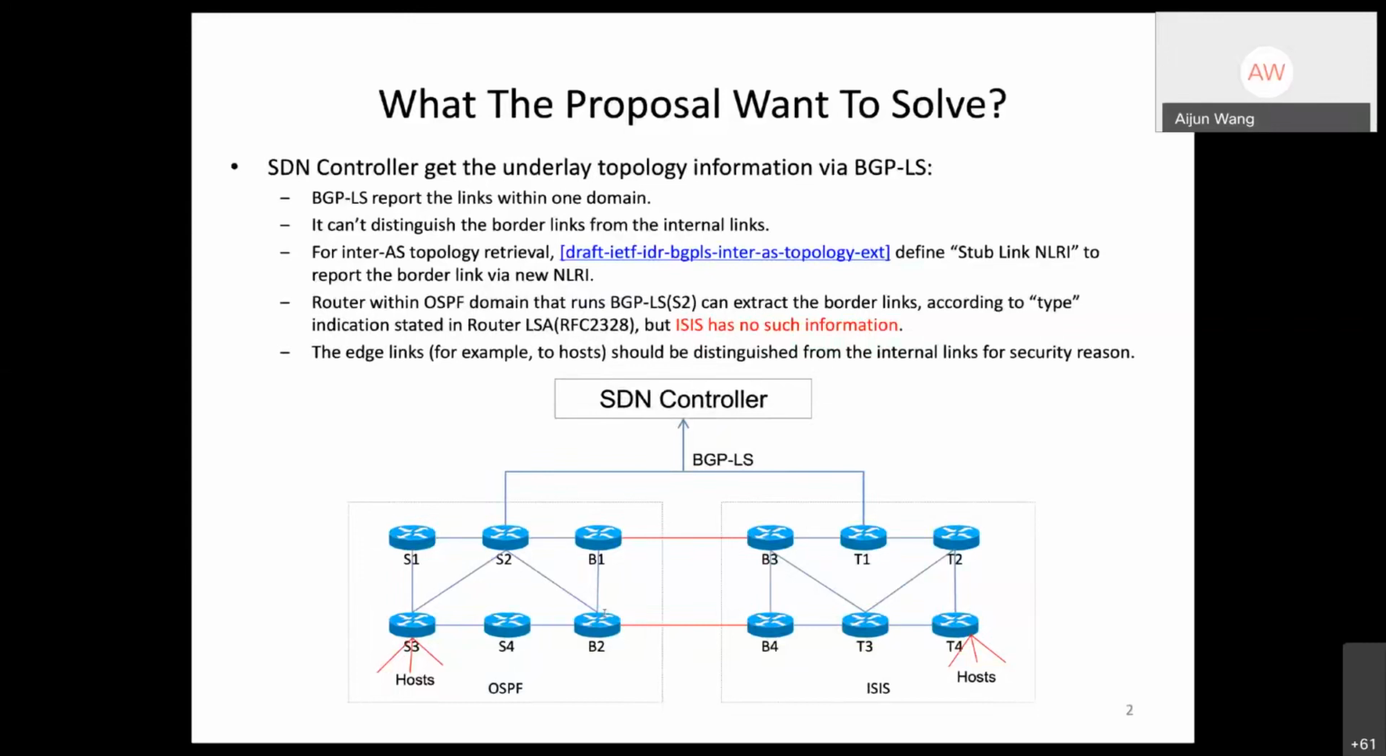In this diagram, there are two domains. One domain runs OSPF, another domain runs IS-IS. So a router within the OSPF domain, for example S2, can extract the border links according to the type indication, which is stated in the router LSA. But IS-IS has no such information. So a router, for example T1, cannot extract or distinguish the border link from the other internal links.